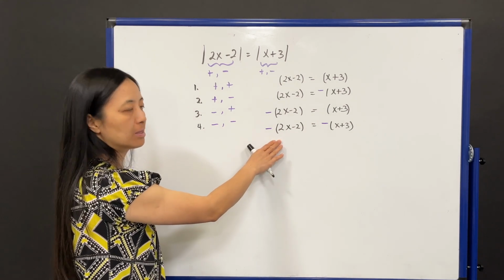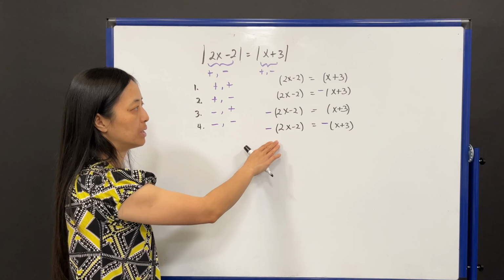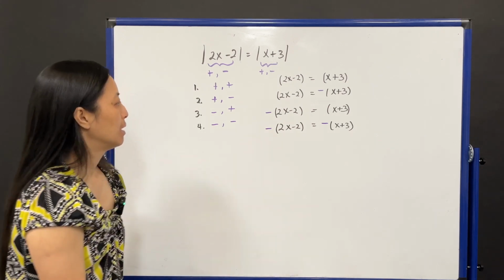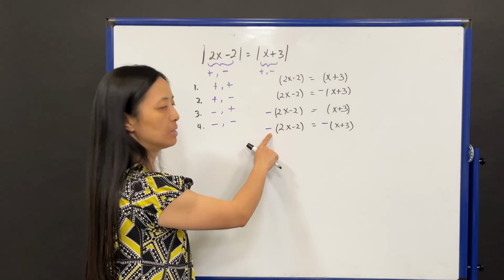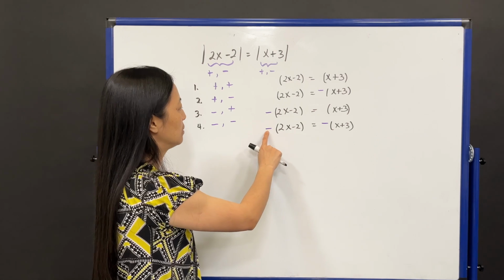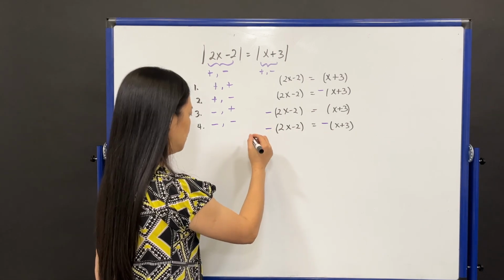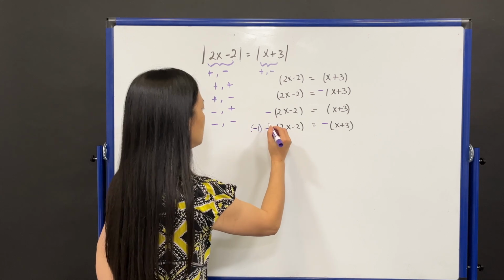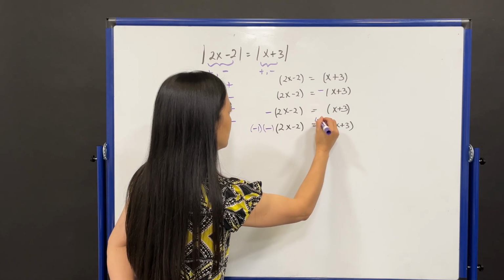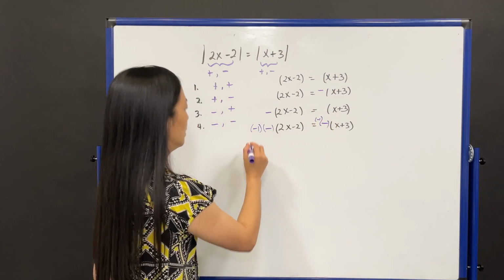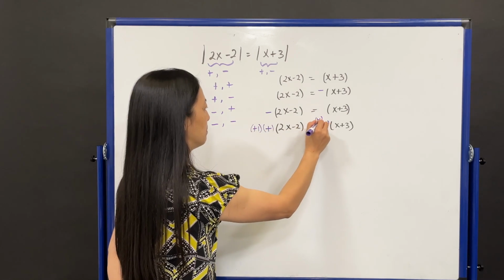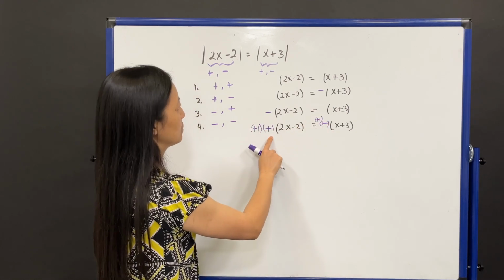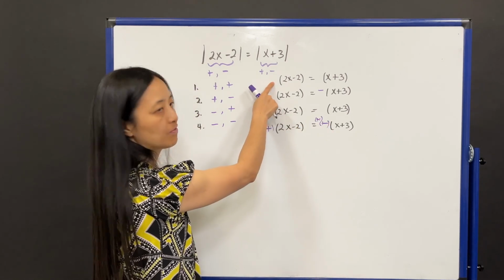If you look closely at the 4 equations, you'll notice that we can eliminate 2 of them. First, we'll look at the fourth equation. There are 2 negatives, so all we need to do is multiply by -1 on both sides. And this will become positive. So this equation is the same as the first equation.